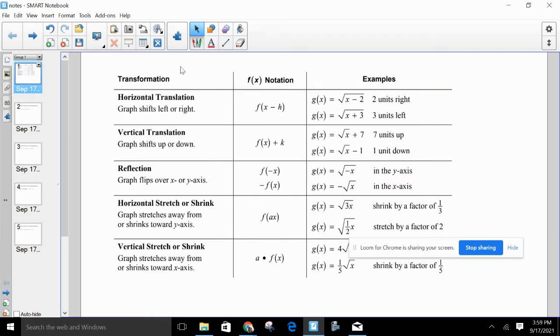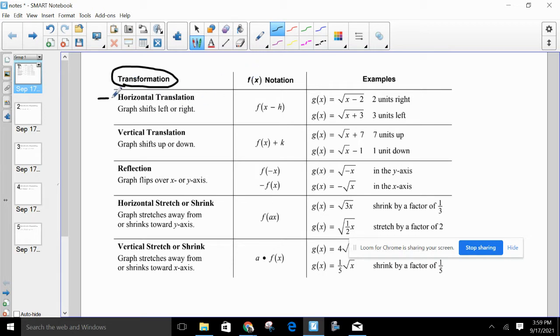Okay, so the word transformation. So a function transforming into a different function. It looks the same, but it resembles the original, but it's not. And there's 5 types of transformations: a horizontal translation, vertical translation, reflection, horizontal stretch or shrink, and a vertical stretch or shrink. So let's go over each one real quick.